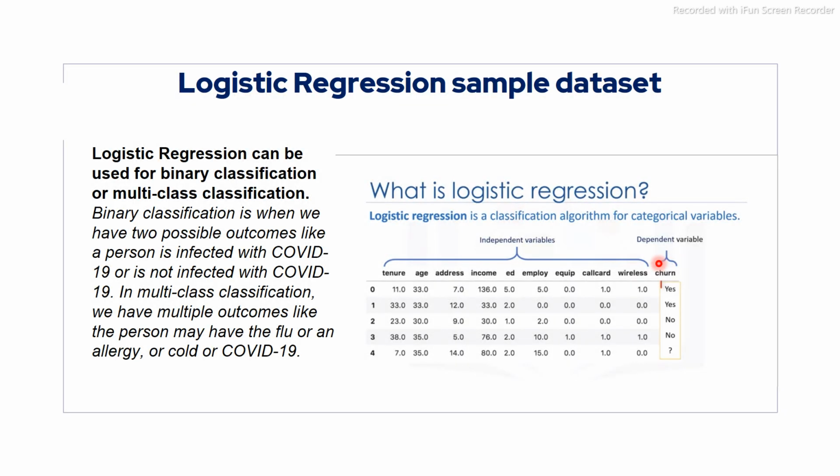If you see the data set for logistic regression, on the right side these are the independent variables: let's say tenure, age, address, income, education, employment, equipment, call card, and wireless. This is some telecom company's data, and these are the features. Independent variables are called features, and churn is called the target. Independent and dependent variables are used here so you can compare with simple or multiple linear regression, but in classification problems we typically say feature and target variable. Here the target variable is churn, which can also be called a class, or sometimes a label, so don't get confused.